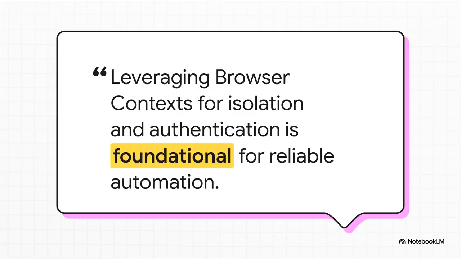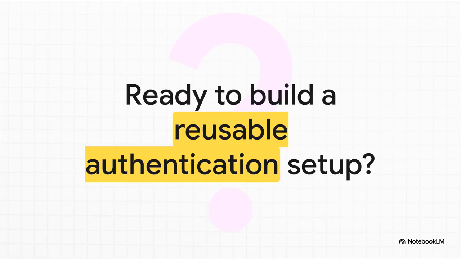And I'm really not exaggerating here. When you master browser contexts for isolation and for authentication, you are putting yourself ahead of the vast majority of automation engineers out there. It's a foundational skill that leads directly to more reliable tests and faster feedback for you and your whole team. So what do you think? Are you ready to stop chasing those crazy cascading failures and start building bulletproof tests?